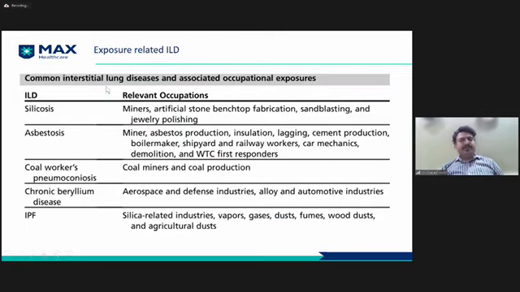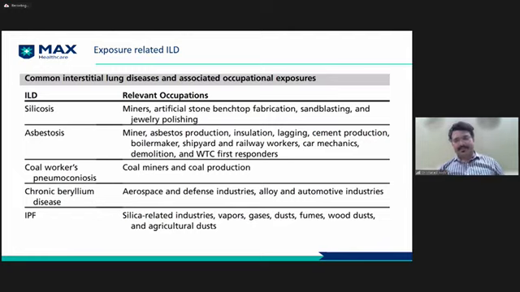So commonly associated ILDs and occupational exposures: silicosis is seen in miners, artificial stone fabrication industry, sandblasting industry and jewelry polishing industry. So if a patient has these kind of occupational exposure, we can definitely suspect silicosis.